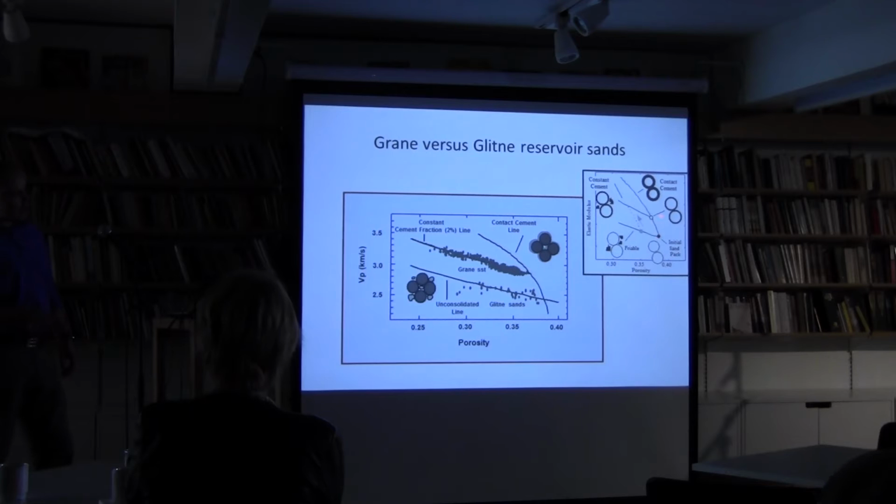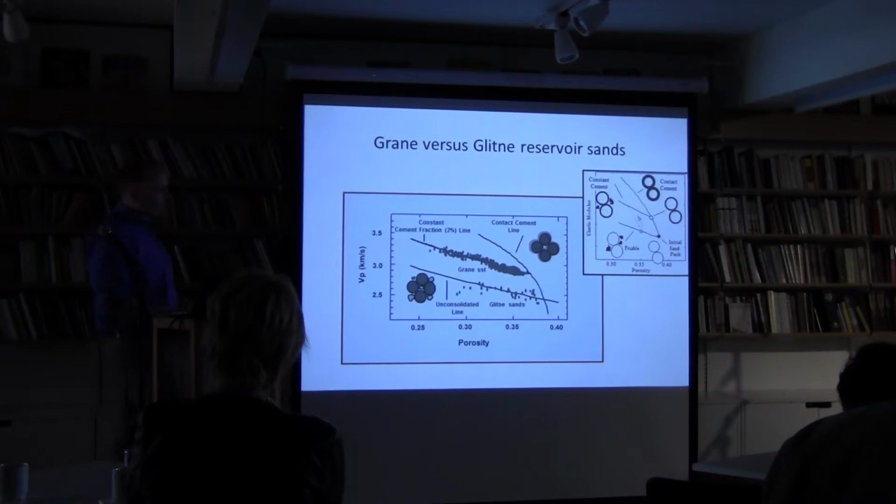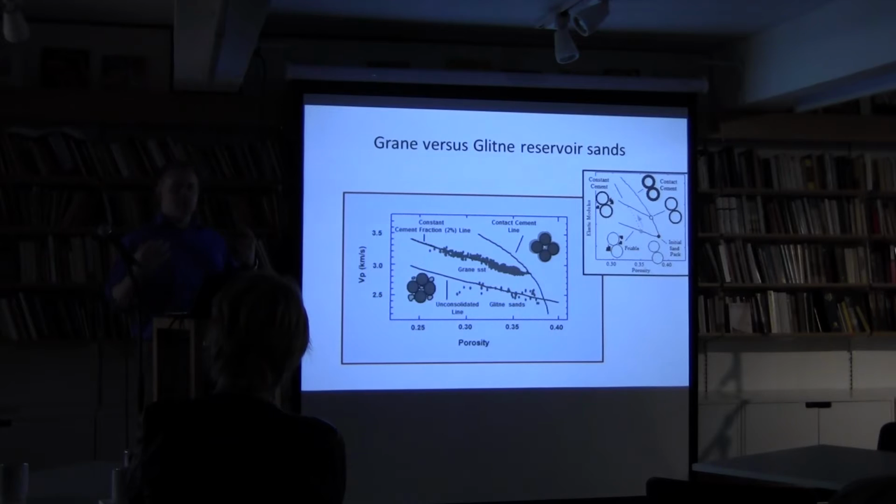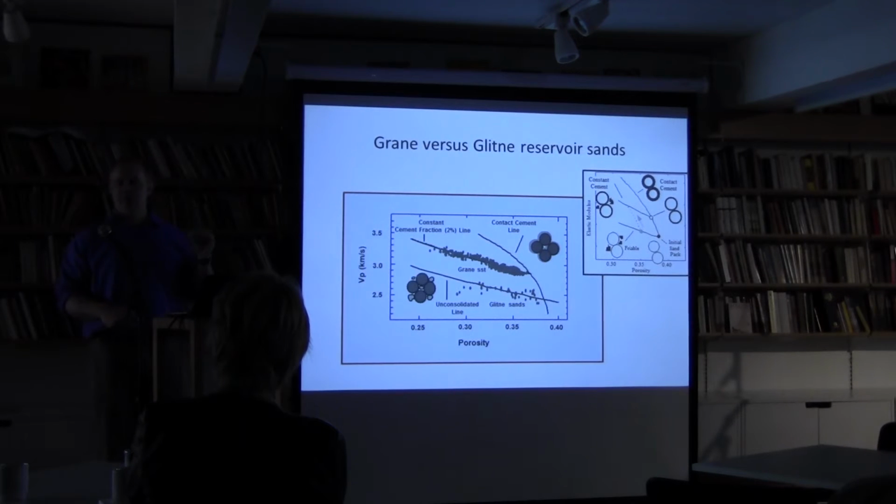And it turned out that we actually had rock physics models to explain this, and we found that we could add a little bit of cement at the grain contacts. So you can imagine you almost go from a loose sand, a more balloon-like scenario, to a more glass-bottle scenario, as we go from the soft Glittne sand to the stiff Grane sand. You don't really affect the porosities very much, but your elastic stiffnesses and your velocities drastically increase.